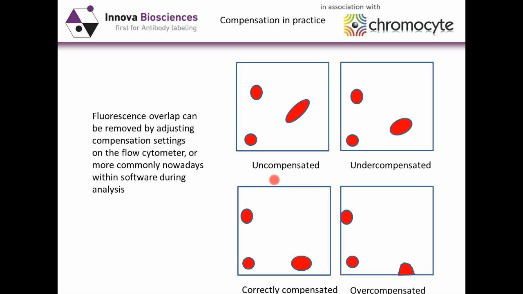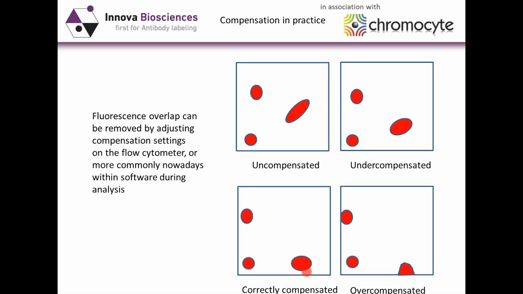Anyway, this is typically uncompensated data. You can see that FITC stained cells along this axis are overlapping into the phycoerythrin channel on the y-axis. So these cells are not actually expressing any PE labeled marker. This is literally overlap. And using the electronic settings on the machine, you can begin to remove that overlap in stages. And you'll see this is an example where compensation has been applied but perhaps not enough, and this is data that is undercompensated. And if you move through to here, this is correctly compensated data.